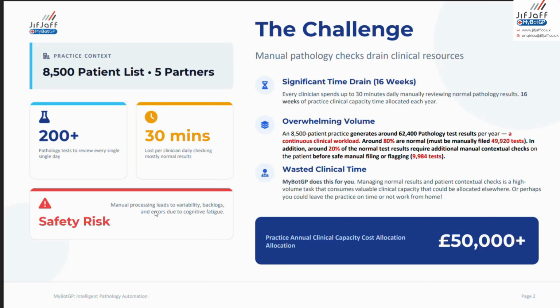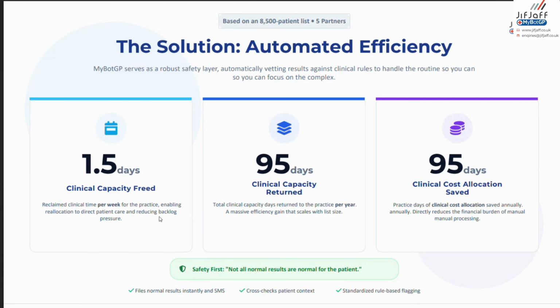So manual processing, obviously, in addition to that, leads to variability, backlogs and errors. All of that disappears when you start using our tooling. Here's a bit more on the numbers, and then we'll get to the interesting stuff around the rules and the logic and how it actually works. But that's 1.5 days a week of clinical capacity, which is 95 days of clinical capacity reclaimed by the practice through using this tool, and cost. In addition to that, additional safety, because nothing slips through the net.